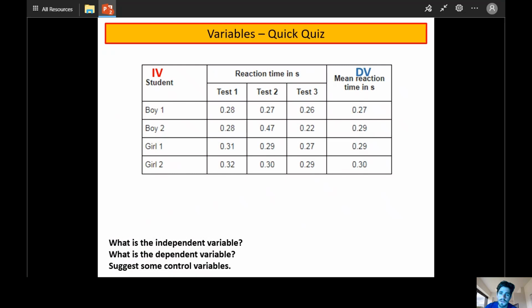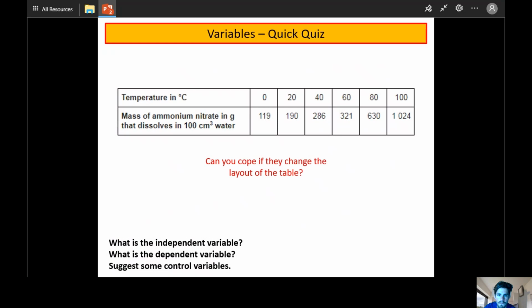And for control variables, you'd want to make sure there's no distractions. They're being prompted to respond in exactly the same way, and the equipment that they're using to respond with is exactly the same. So if it's a meter ruler drop, make sure it's the same ruler, make sure it's the same person dropping it, things like that. What if they change the layout of the table? Can you still cope with that? Can you still make that work and figure it out?